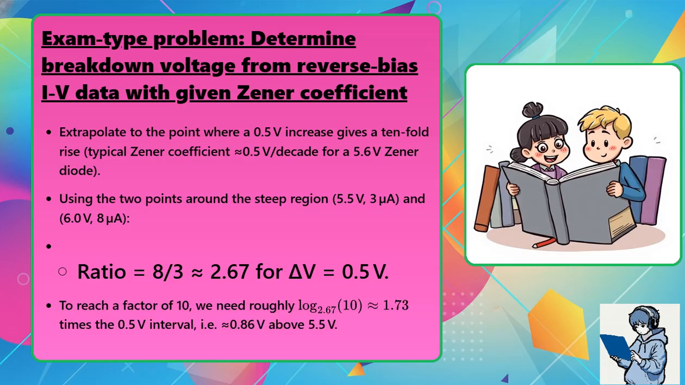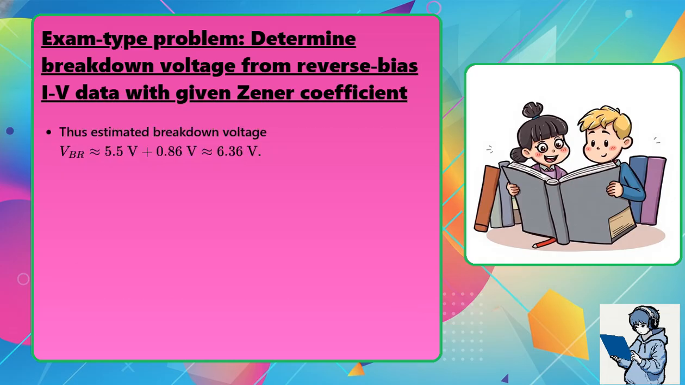To reach a factor of 10, we need roughly log base 2.67 of 10, about 1.73 times the half-volt interval, that is about 0.86 volts above 5.5 volts. Thus, the estimated breakdown voltage V sub B is approximately 5.5 volts plus 0.86 volts, approximately 6.36 volts.